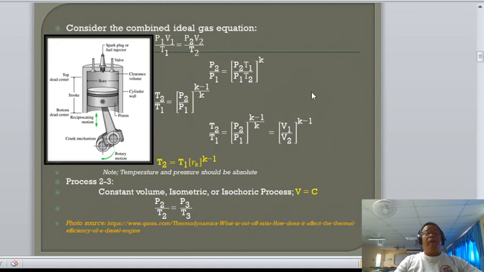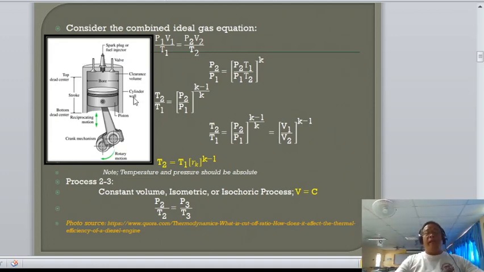Again, considering the combined ideal gas equation, that is P sub 1 V sub 1 over T sub 1 is equal to P sub 2 V sub 2 over T sub 2. Getting now the value of V sub 1 over V sub 2, that is P sub 2 over P sub 1 times T sub 1 over T sub 2, and then substituting from the original equation here, and getting the ratio of T sub 2 and T sub 1, that is T sub 2 over T sub 1 equals P2 over P1 raised to k minus 1 over k.